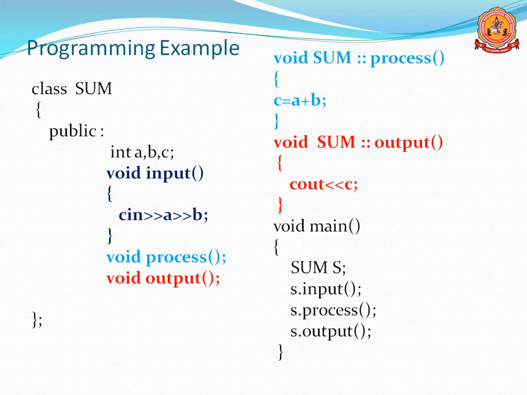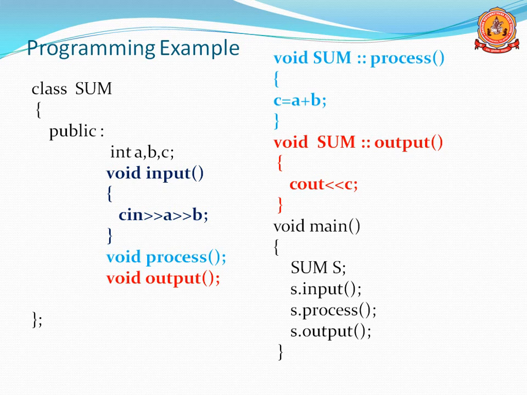In the programming example, I wrote the same program. In the last session, I used the same program, adding two numbers. Here also I use the same program, adding two numbers. Here class sum is the class name. Then open flower bracket, public. Int a, b, c. These are the data members. Leave the data members for now. And member functions. There are three member functions: void input, void process, and void output.